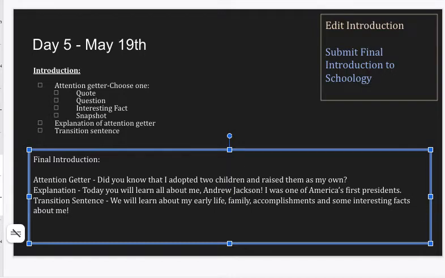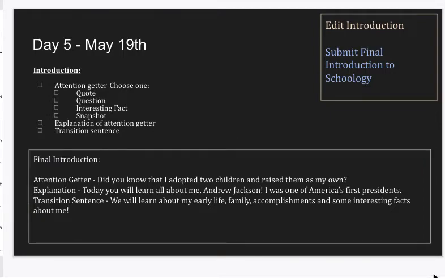Okay, now let's do a final read through of this introduction to make sure that everything is now in first person. Did you know that I adopted 2 children and raised them as my own? Today you will learn all about me, Andrew Jackson. I was one of America's first presidents. We will learn about my early life, family, accomplishments, and some interesting facts about me. Now this introduction is written in first person. It's Andrew Jackson talking about himself.